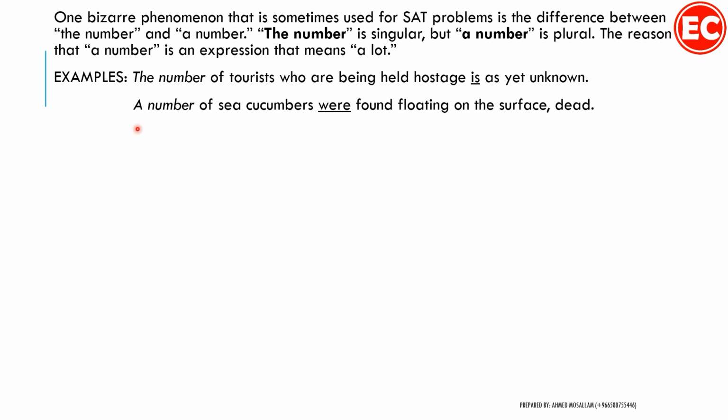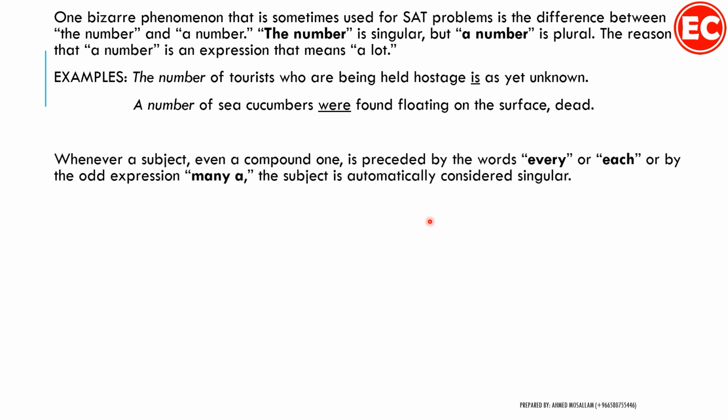But a number of sea cucumbers, that means a lot of. A number here means what? A lot of. That's why it is plural. Okay, that's why we used were found.